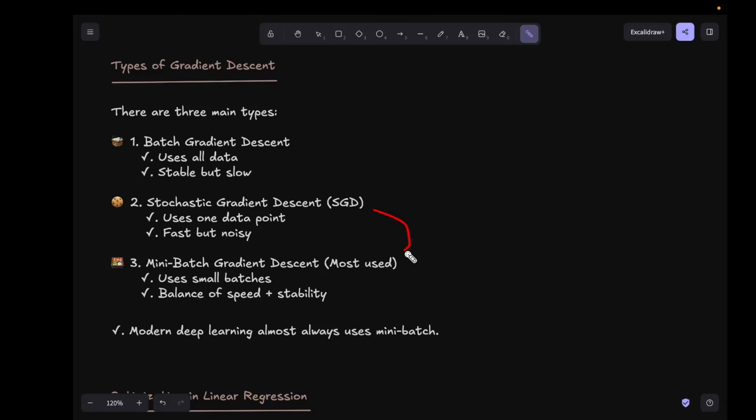So sometimes modern deep learning models use these together, but the main gradient descent used in deep learning models is mini batch gradient descent.